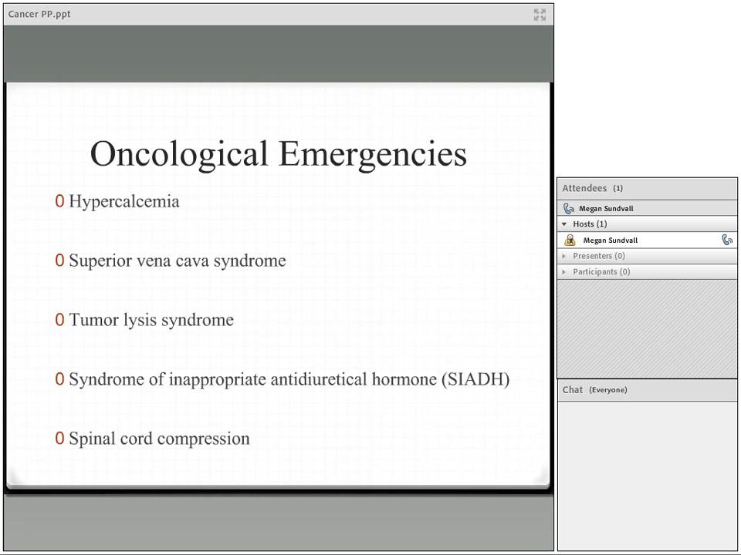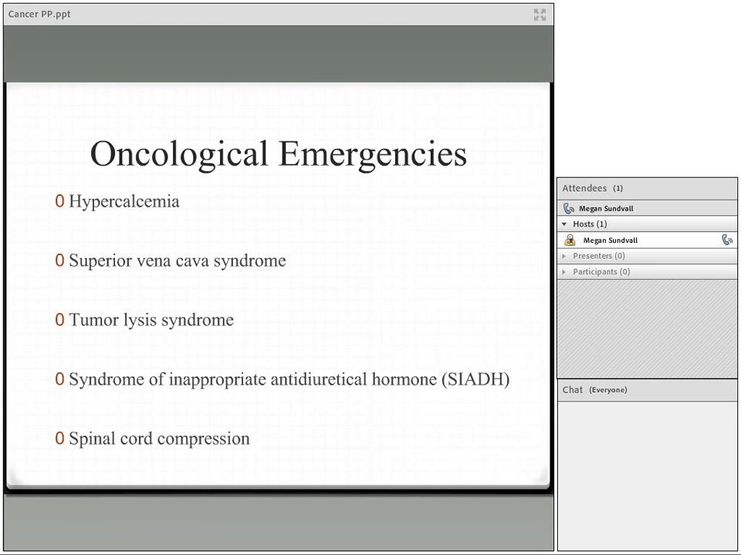Next, we have SIADH, or syndrome of inappropriate antidiuretic hormone. So ADH secretion exceeds homeostatic control and results in increased fluid retention and hyponatremia. They're going to be giving hypertonic saline solutions, so saline at 3%, diuretics, and discontinued drugs that may contribute to fluid retention. An example of that can be morphine.